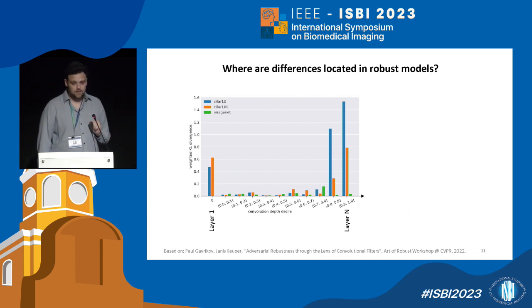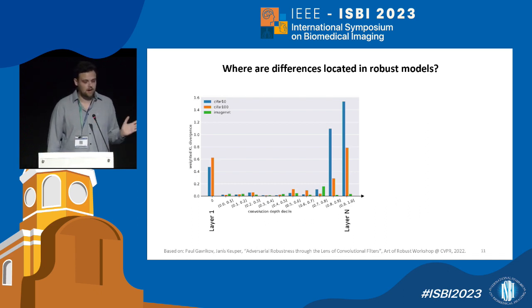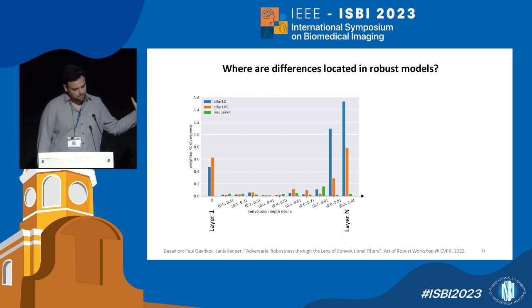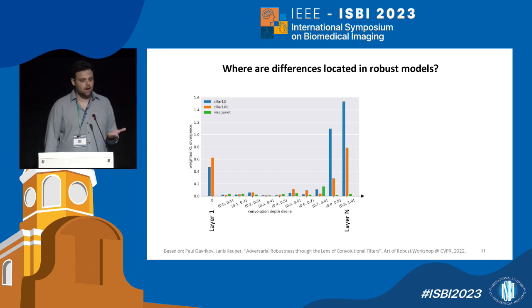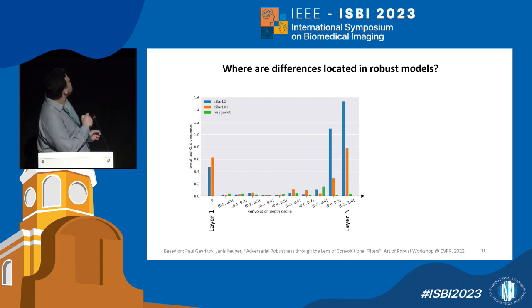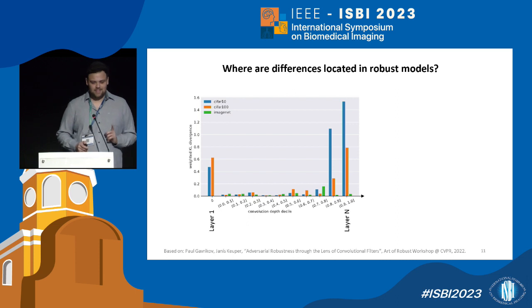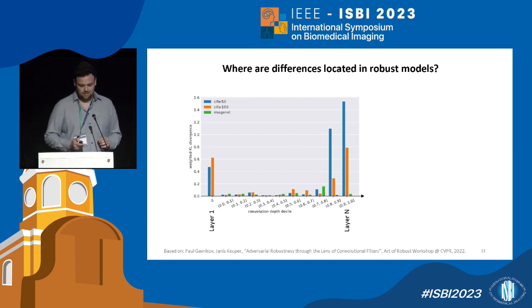So we studied this on 3 different data sets, CIFAR-10, CIFAR-100, and ImageNet, which are all classification data sets. And we asked where the differences are in the models. So we trained models with adversarial training and without and compared them. And you can see 3 things. The first thing is right in the beginning, the very first layer, there are differences, and then gradually it increases towards the end. And the third thing that you can see is that it's highly dependent on the data set.